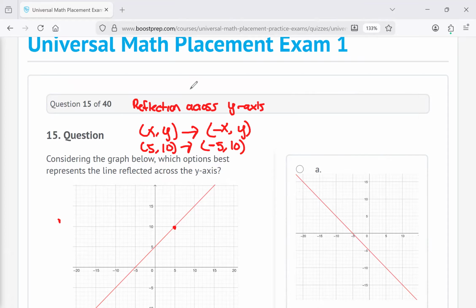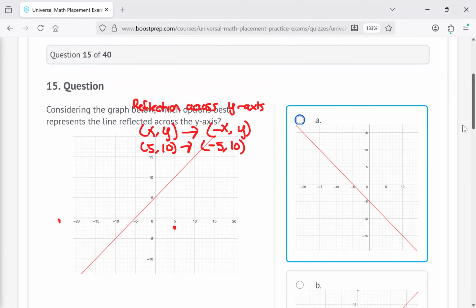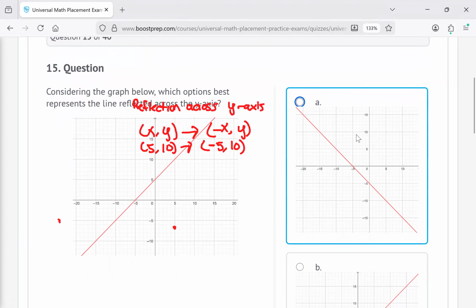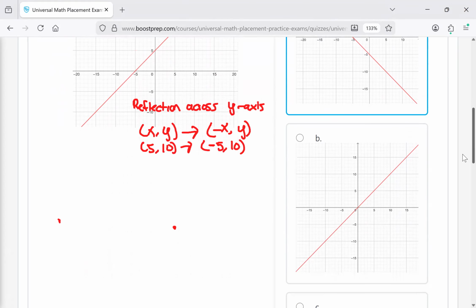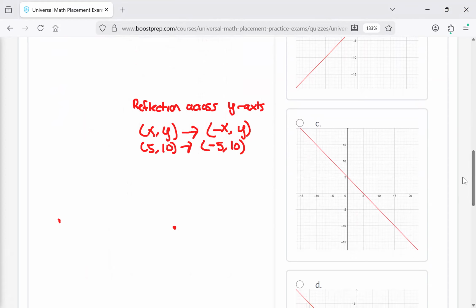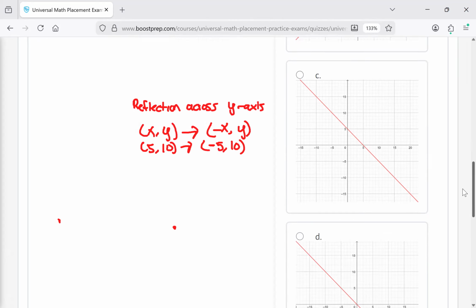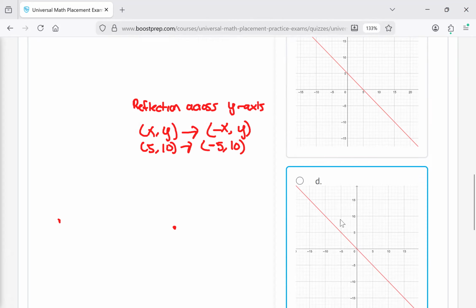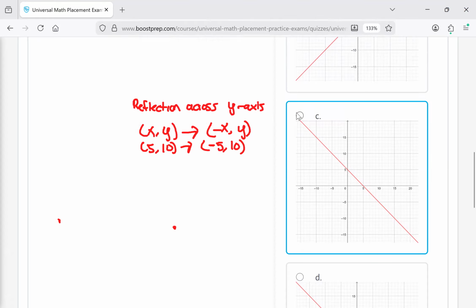So all we have to do is figure out which graph has the point negative 5 comma 10, and that's it. So is it the first one, negative 5 positive 10? No. Second one, negative 5 positive 10? No. C, negative 5 positive 10? Yes, right? That's the point. So it's C. Maybe let's check D. No, it doesn't hit the point negative 5 comma 10. So it's going to be letter C.